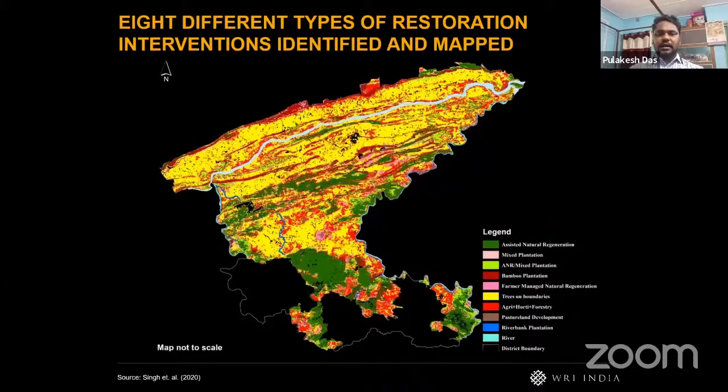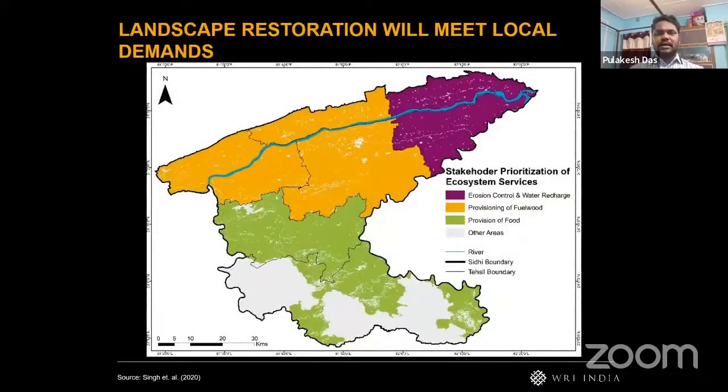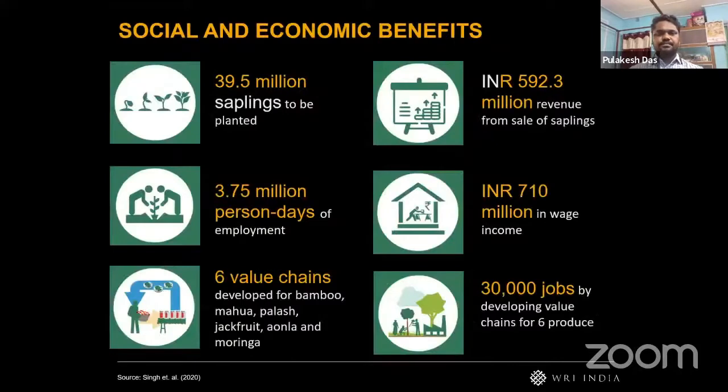And this is the map. This shows 8 different interventions which are potential in this region. And what are the different ecosystem services, or the areas for protection? This shows those kinds of layers.